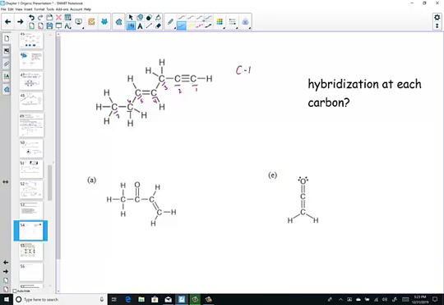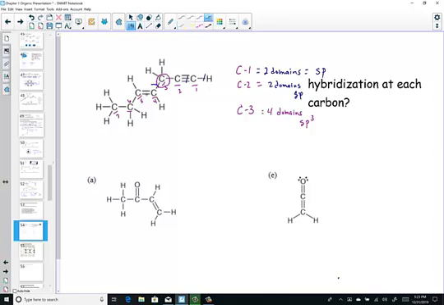Carbon number 1 has 1, 2 domains. And therefore, we know that any compound here would be an sp hybridized orbital. 2 domains. Carbon 2 also has 2 domains, so it is also an sp hybridized orbital. Carbon 3. Here's carbon 3. Notice that it has 4 bonds, so that means there's 4 domains. That means that it's an sp3 hybridized carbon.